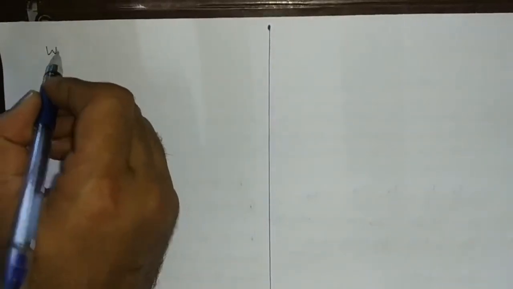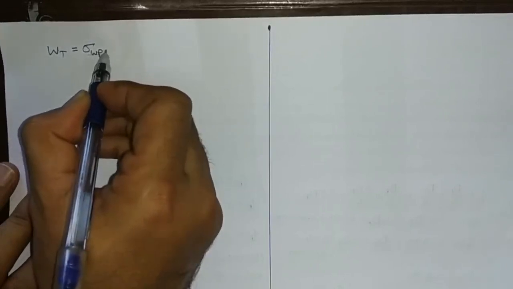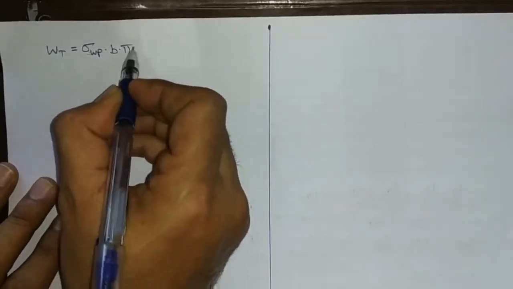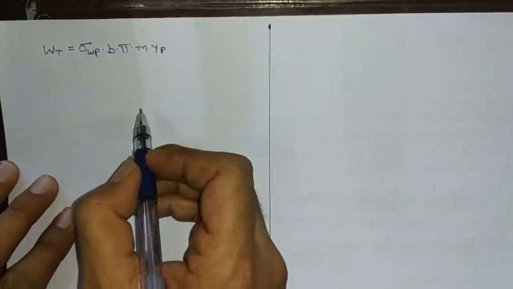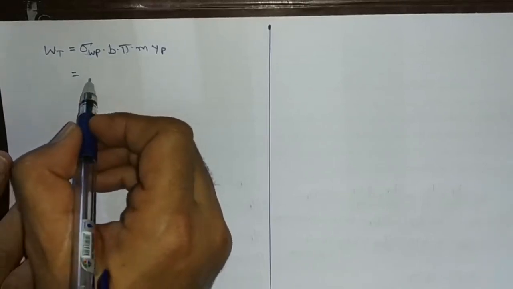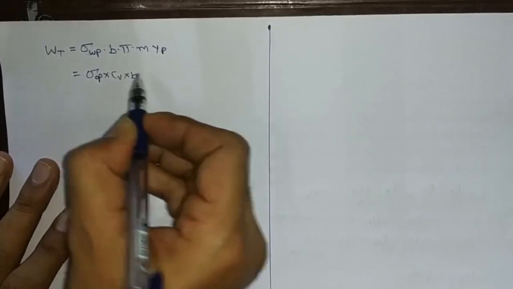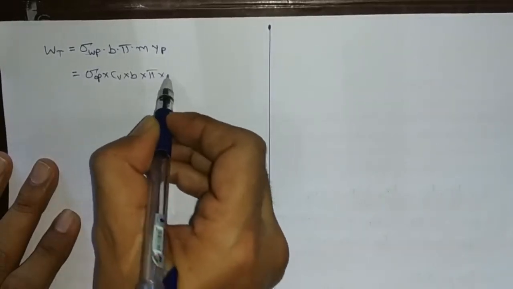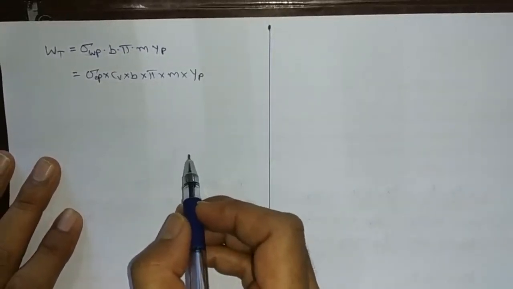So we know the Lewis equation: WT is equal to sigma WP into B into pi into M into YP. Now that WP is equal to sigma OP into CV. So WT is equal to sigma OP into CV into B into pi into M into YP. Now put the values in this equation.